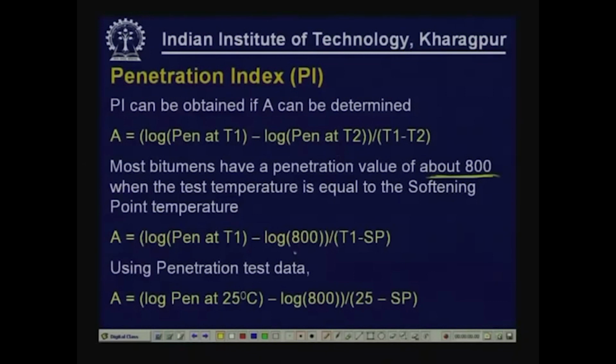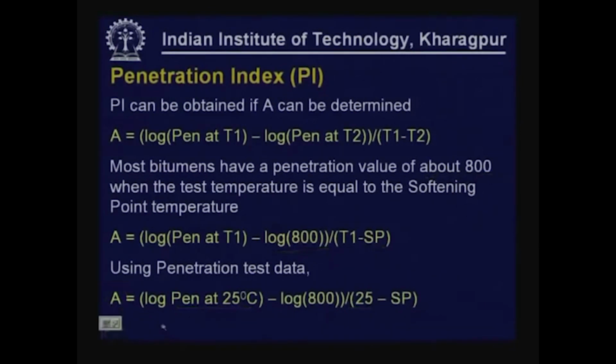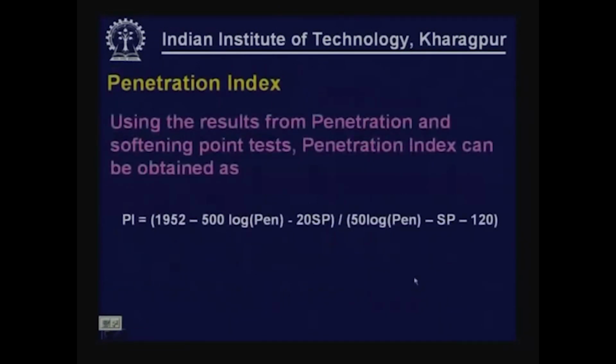One of the temperatures will be the softening point, the corresponding penetration is 800. Also making use of the penetration test result, which is the penetration that we obtain at 25 degrees centigrade. So, from the softening point test, we get the softening point value, and the corresponding penetration value is assumed to be 800. From the penetration test we get the penetration at test temperature 25 degrees centigrade. The corresponding penetration is of course what we report as the penetration of the binder. So, making use of the results that we get from these two tests, we can calculate the value of temperature susceptibility, and from this of course we can calculate the penetration index.